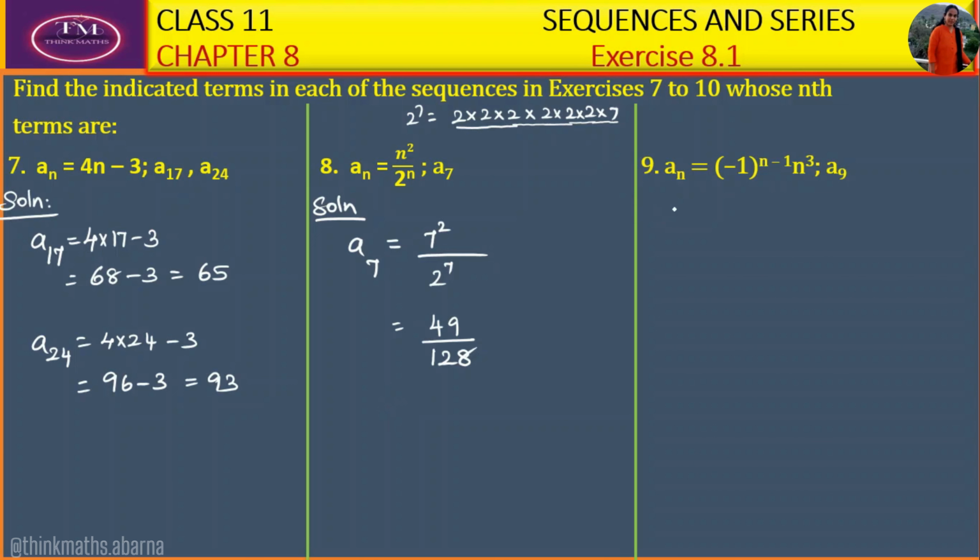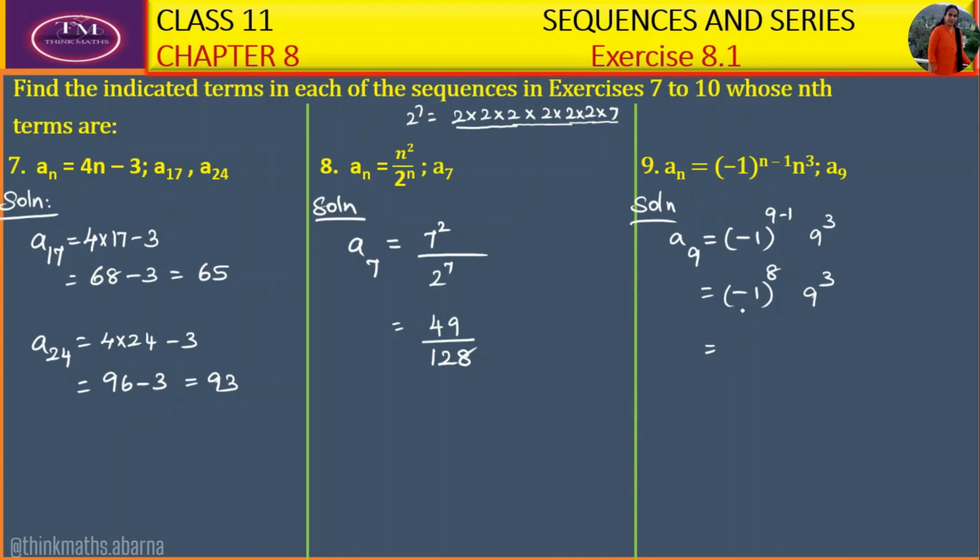Okay. Next one, ninth problem. an equal to minus 1 to the power n minus 1 into n cube. We have to find out a9. That is, instead of n, we have to substitute 9. a9 is equal to minus 1 whole to the power 9 minus 1 into 9 to the power 3. Okay. So minus 1 whole to the power 9 minus 1 is 8. We have to find out 9 cube.